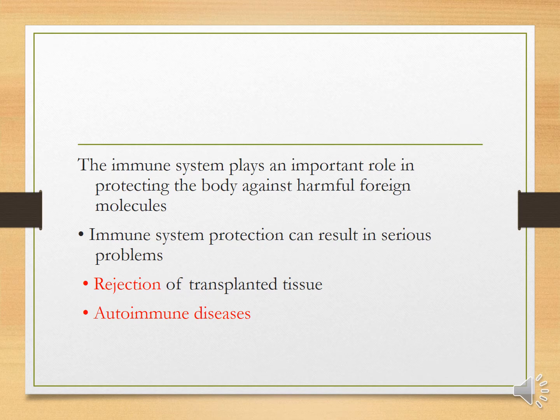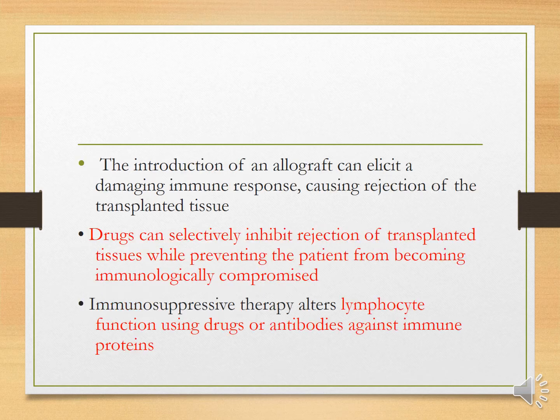So, starting our lecture with the name of Allah, let's see what is immune system and how it plays its important role in our body. The immune system plays an important role in protecting the body against harmful foreign molecules. Immune system protection can result in serious problems. For example, if there is transplantation done in our body of some specific tissue cell, it may get rejected. Then, immune system also can lead to various autoimmune diseases.